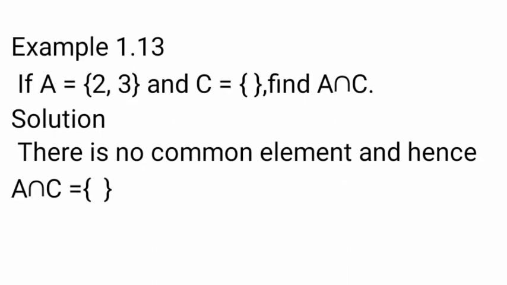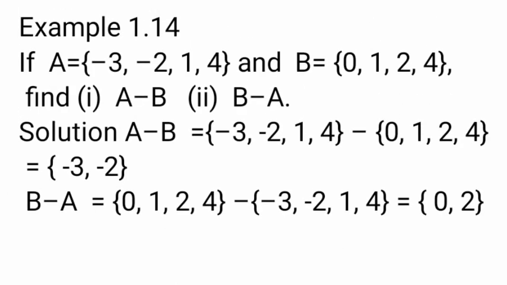Example 1.13. If A equal to {2, 3} and C equal to the empty set, find A intersection C. Solution: intersection means any common elements. We write any common elements. Here A is {2, 3}, C is the empty set. 2, 3 are elements of A but not elements of C. Therefore, no common elements and hence A intersection C equal to the empty set. Can you understand? Okay.